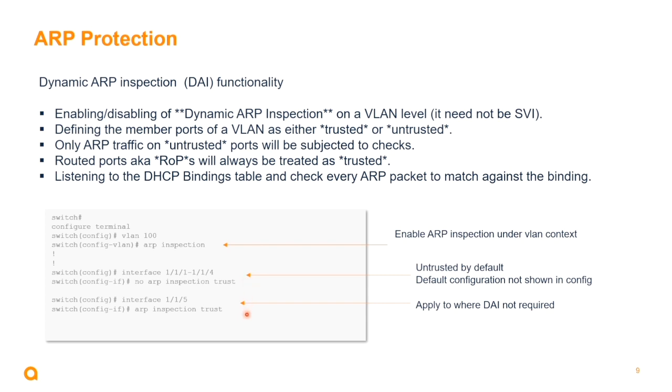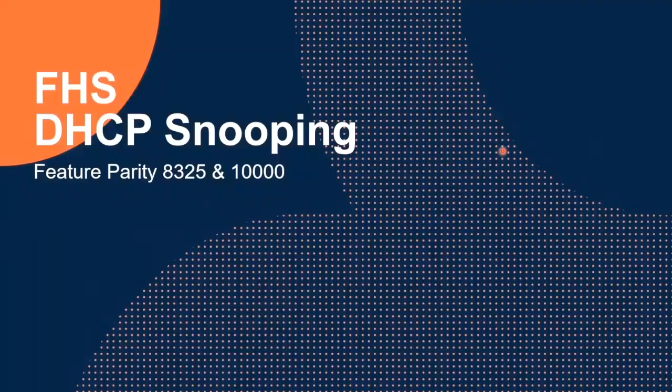Now if you wanted to not have any inspection on a specific interface, you would put the ARP inspection trust command, and it wouldn't be used or checked on that specific interface. So let's go on to the next feature. Our next feature is first hop security and DHCP snooping.